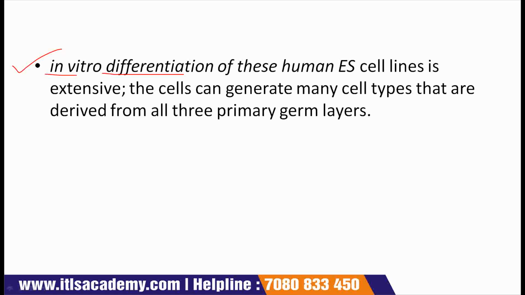In vitro differentiation of these human embryonic stem cell lines is extensive, and the cells can generate many cell types that are derived from all three primary germ layers. However, the extent to which these human embryonic stem cell lines will differentiate in vitro does not match their more extensive differentiation capability in vivo. In vivo, that is, inside the body.